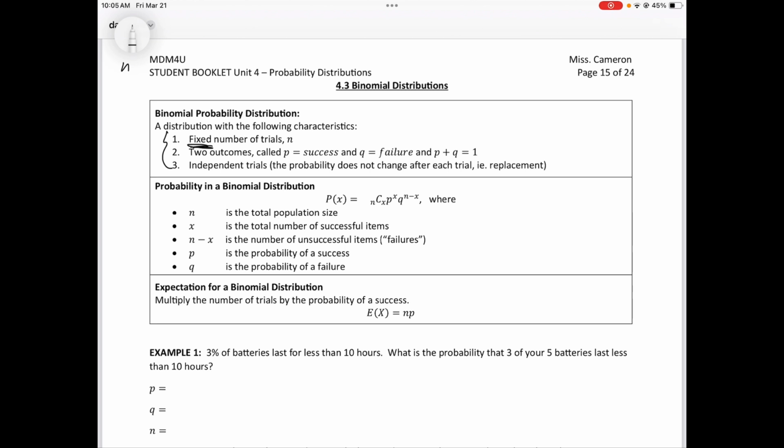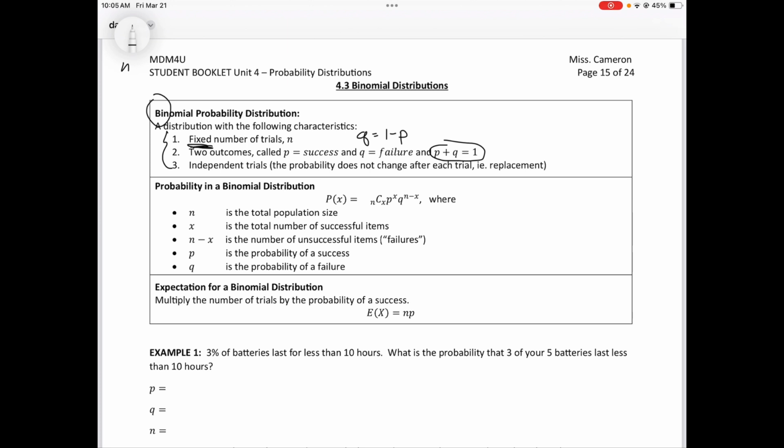I might give you the probability of a success, p, and then a failure is just 1 minus p. We know that p plus q is going to equal 1 because there are only 2 outcomes. Binomial, 2 outcomes. The probability of a success plus the probability of a failure covers all of the probabilities, and all of the probabilities added up will be 1.